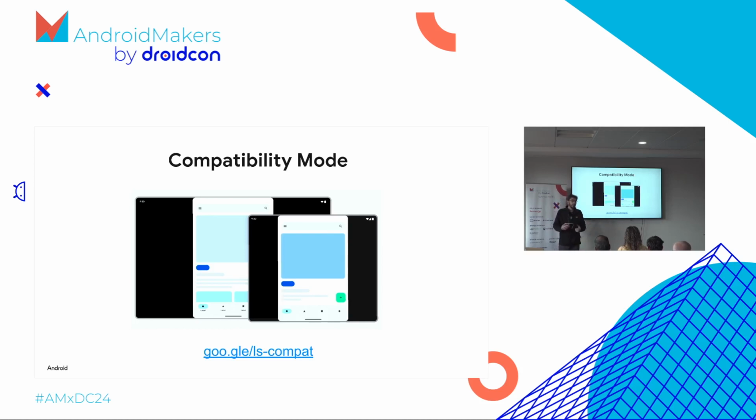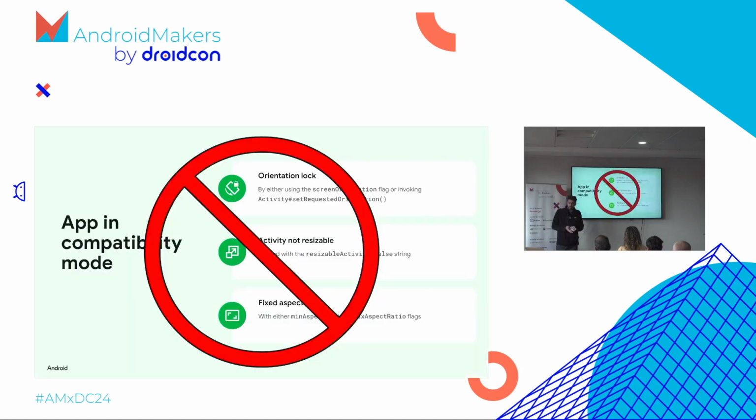Also, your app can still be recreated for a variety of reasons. So, again, better to embrace that, build an architecture that is robust, and start handling those possibilities.